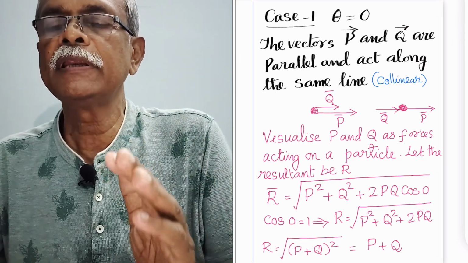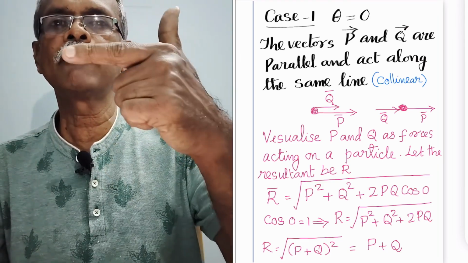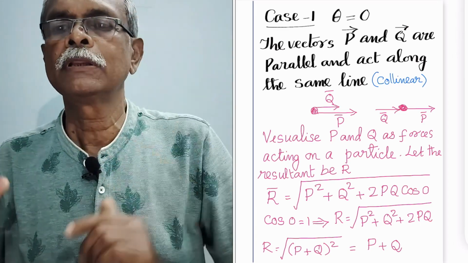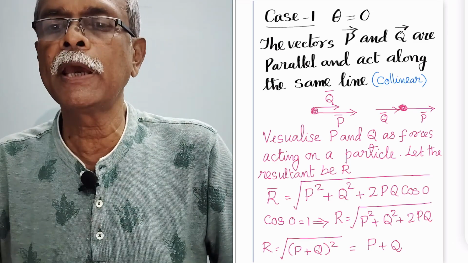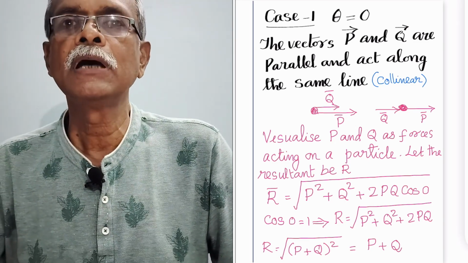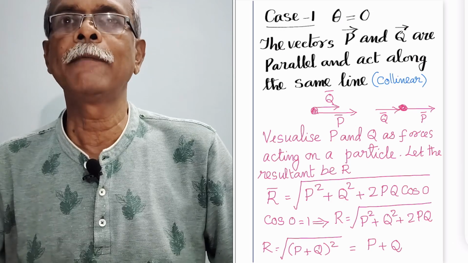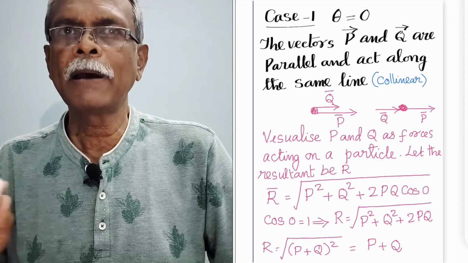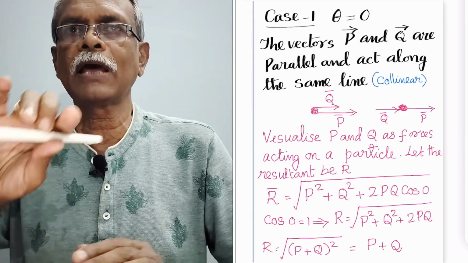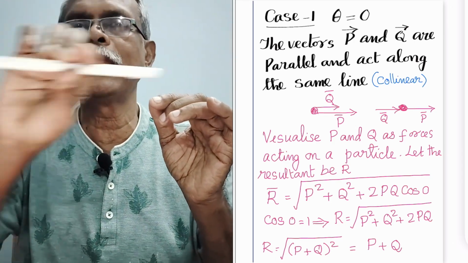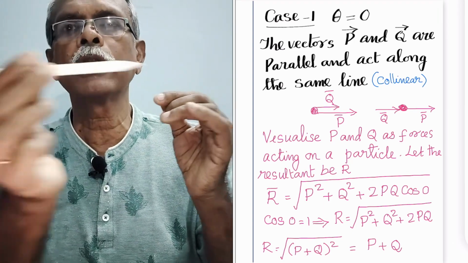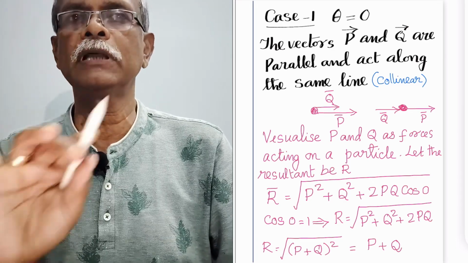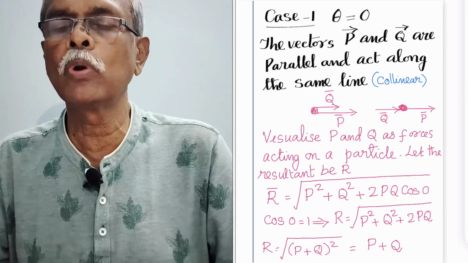First case is theta is equal to 0. That is, we have one vector in this direction and the other vector in the same direction. That is, the vectors P and Q are parallel and act along the same line. Two vectors which are parallel or anti-parallel, that is acting along the same line, either in the same direction or in the opposite direction, are called collinear vectors. That is, lying along a line, that is called collinear.